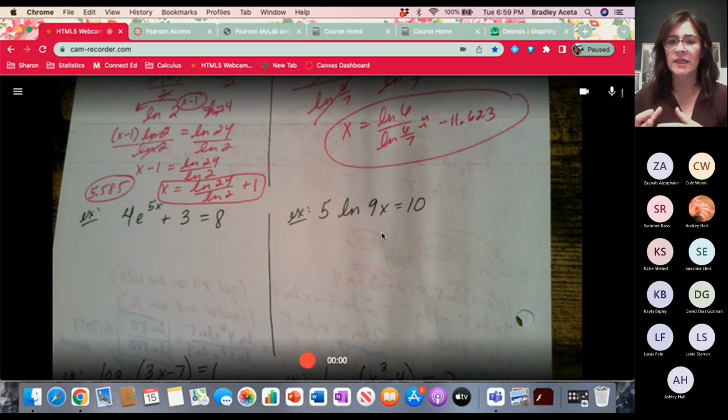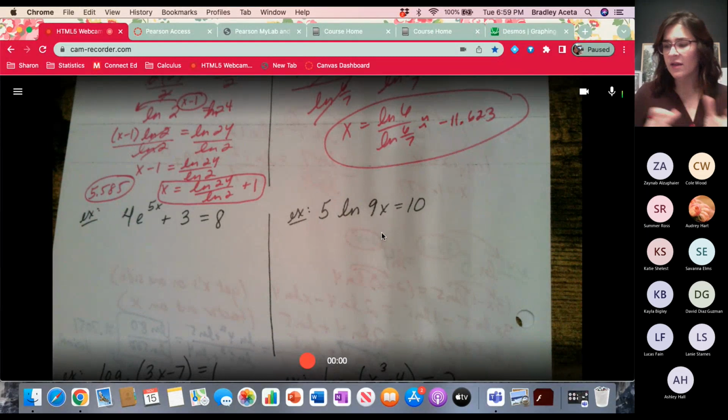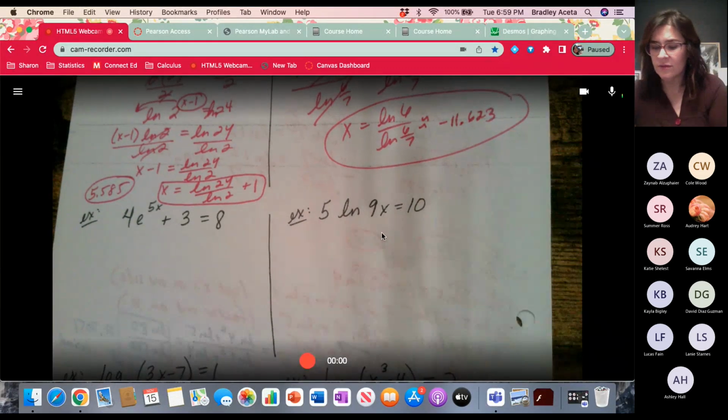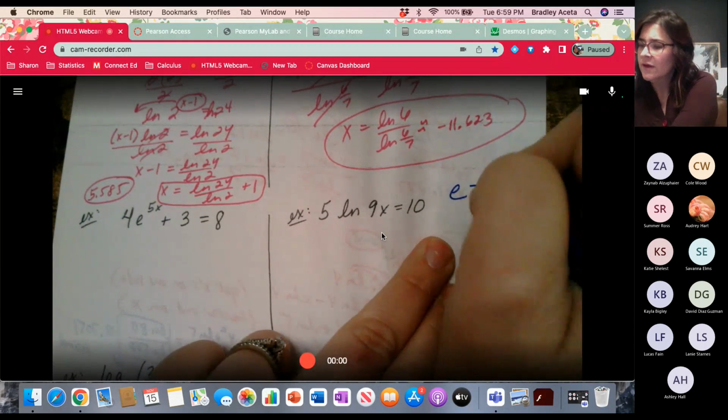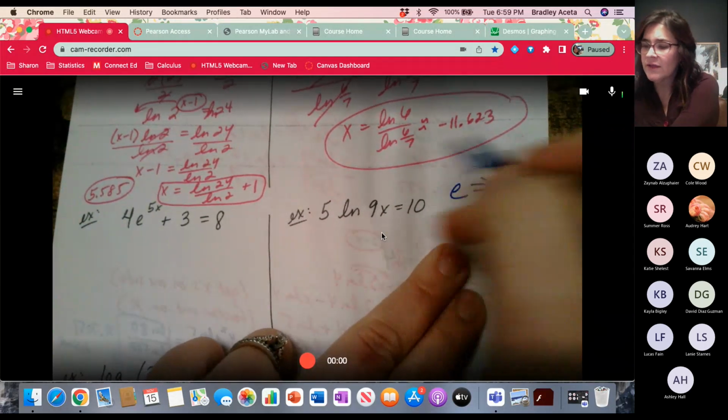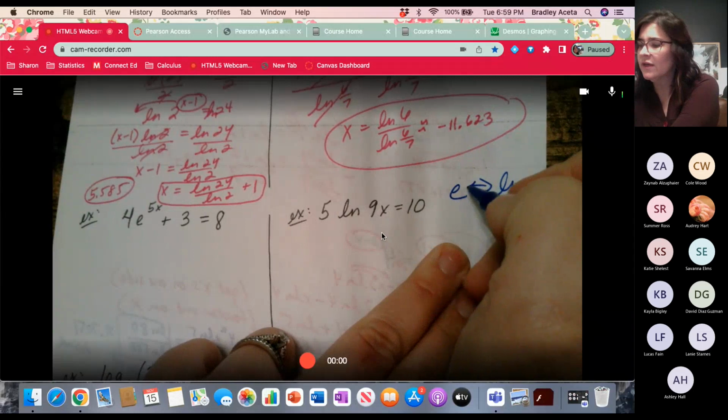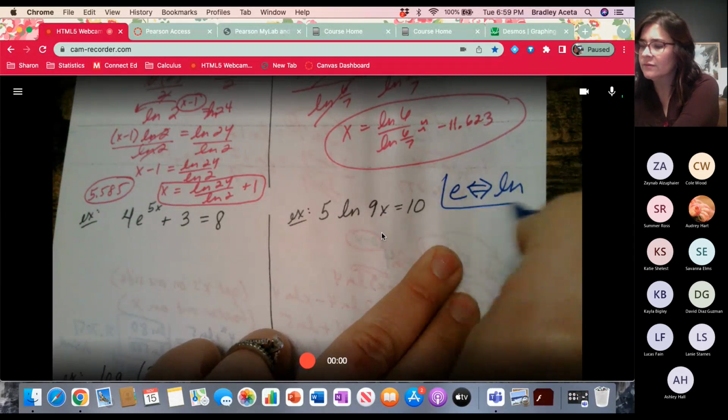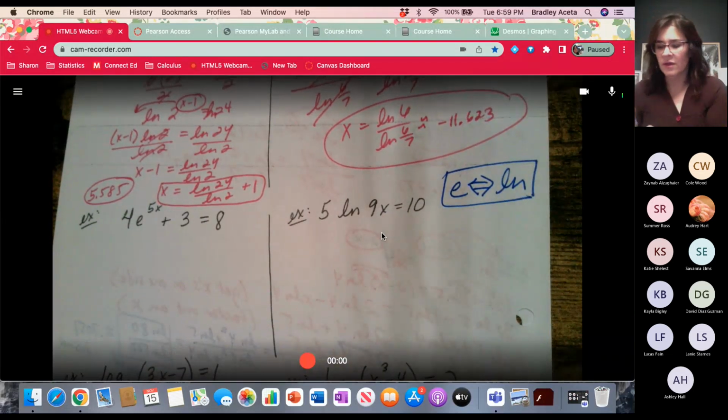Oh, how do we undo an e? Well, we ln it. So e and ln are the inverses of each other. You want to undo an e, you ln it. That's why I keep lning things. But if you want to undo an ln, you e it, which I will show you how to do in a minute. Let's start with this problem.